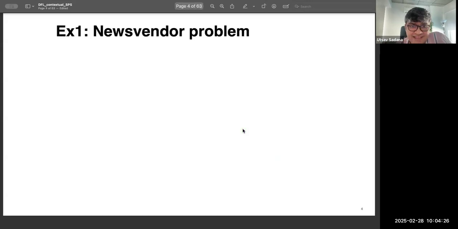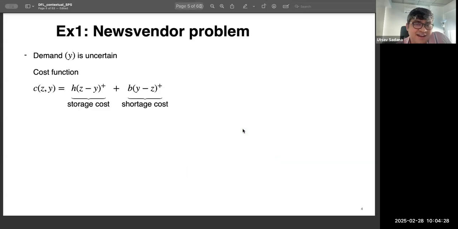Let's see an example. Suppose you are Zara and you want to decide how much quantity you should order. If you order more than the demand, which is y, you have to pay a storage cost. If you order less than the demand, you have to pay a shortage cost because the customers are disappointed. And the penalty for both these costs are given by these constants h and b.